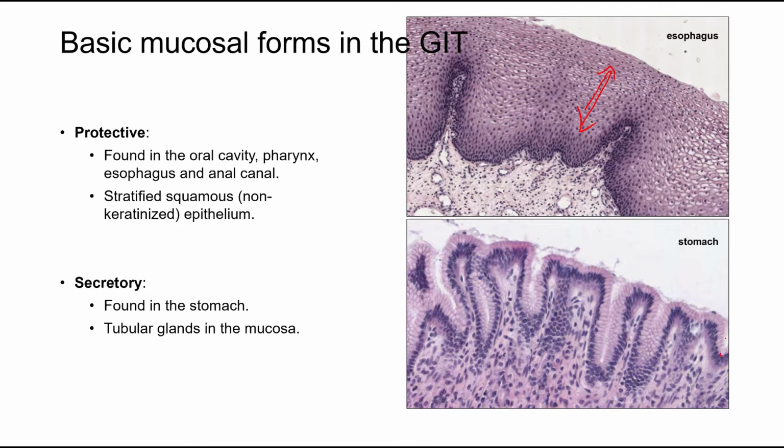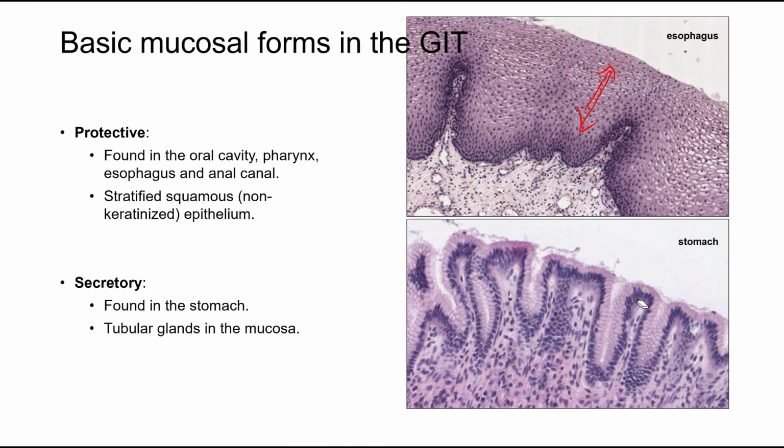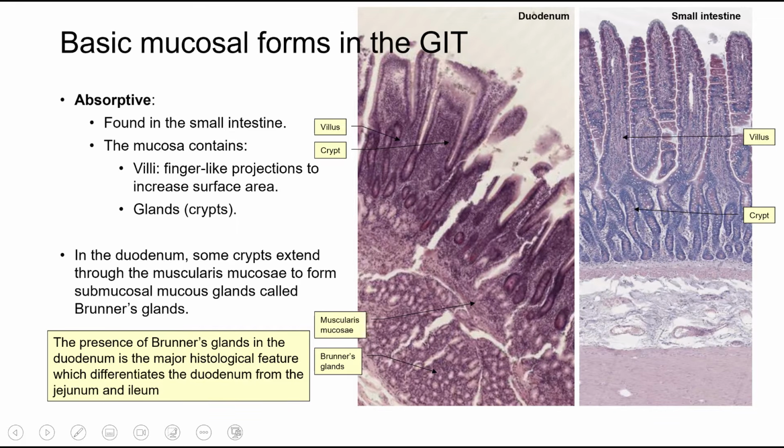It changes to secretory mucosa. These are the pits of the gastric glands of the stomach. And then here at the pyloric sphincter, what we call the gastroduodenal junction, the mucosa changes from the secretory mucosa of the stomach to the absorptive mucosa of the small intestine.